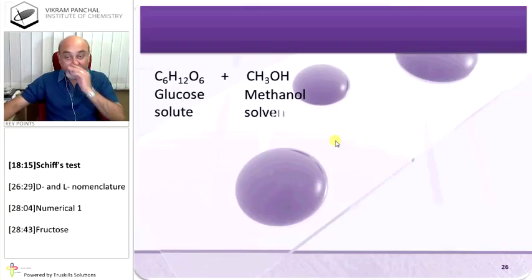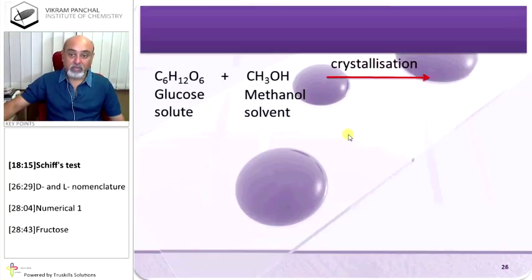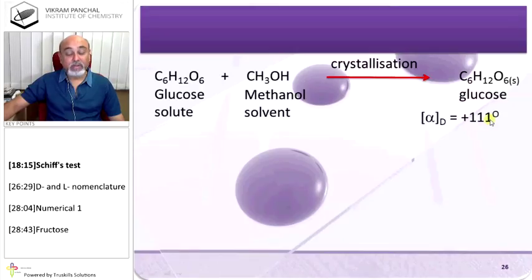Glucose is soluble in methanol. We prepare a saturated solution of glucose in methanol and then crystallize it. You will get crystals of glucose, and it is optically active. Its specific angle of rotation is plus 111 degrees. That means this is dextro.